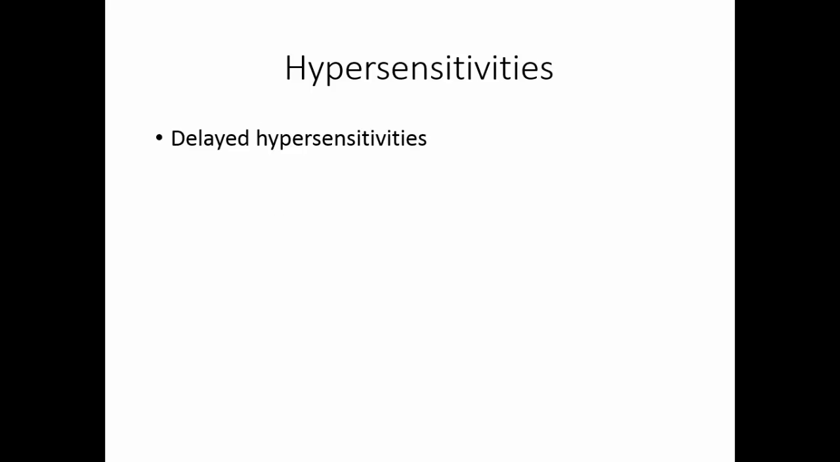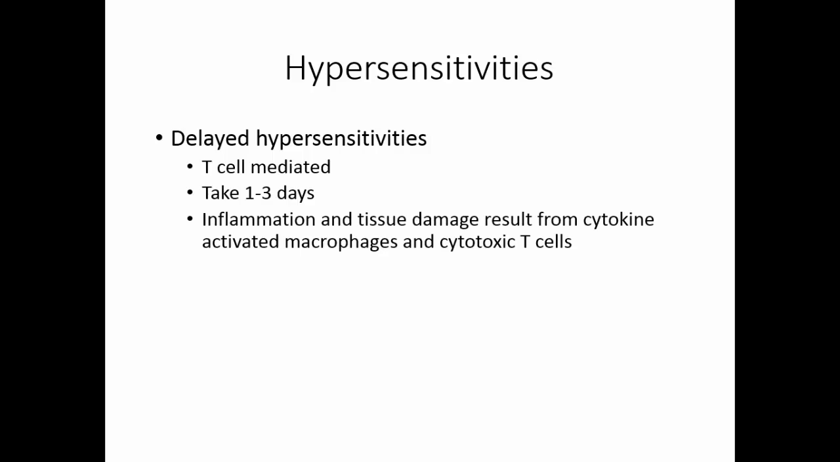Delayed hypersensitivities are sometimes referred to as type 4 hypersensitivities. These are mediated by the T cells. These are not antibody mediated. Since T cells are always a little slower to get into the game, it takes 1 to 3 days for these to show up. Here, the T cells bind to the tissue, and you get inflammation and tissue damage. This is because of all the cytokines that are released by the activated macrophages and cytotoxic T cells. Type 4 or delayed hypersensitivities are things like your contact dermatitis.